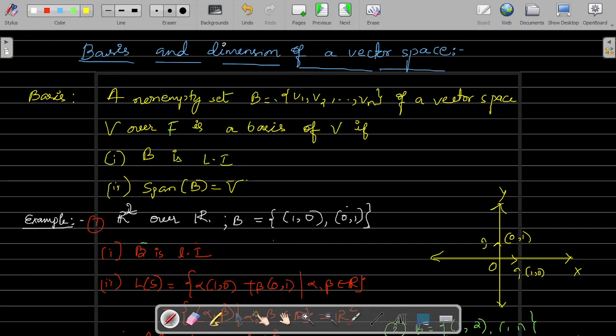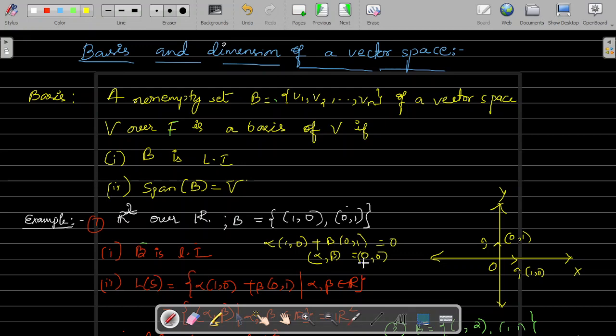Or else, if you want it mathematically, then alpha into (1, 0) plus beta into (0, 1) equal to 0. This linear relation you equate to 0, and if you get both alpha and beta as 0, then it is linearly independent. This gives you (alpha, beta) equal to (0, 0). Hence, alpha equal to 0, beta equal to 0.